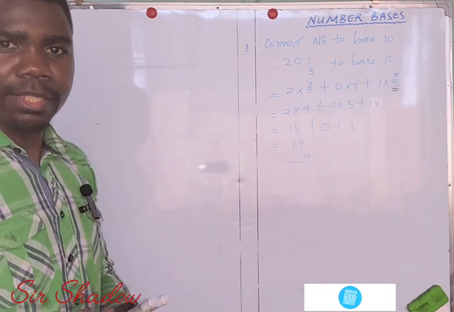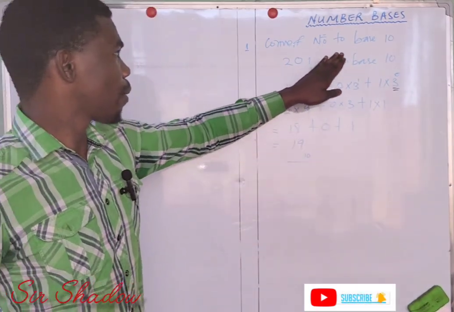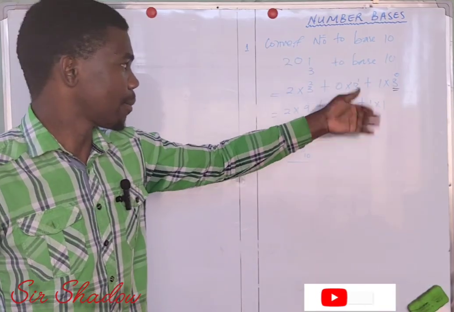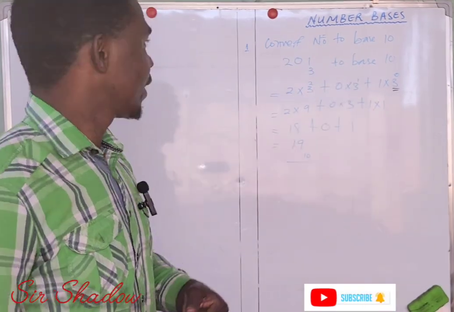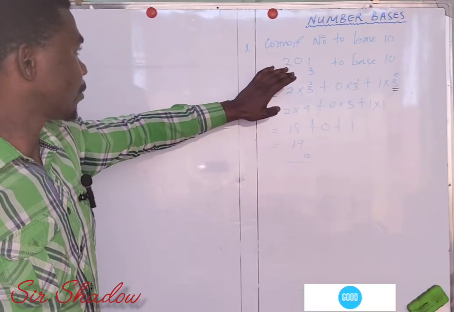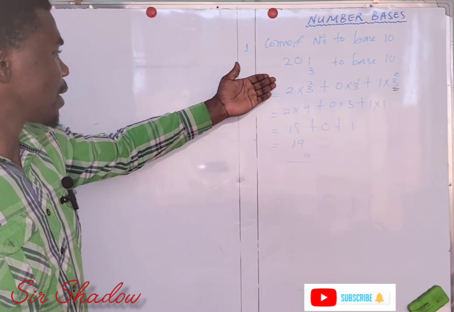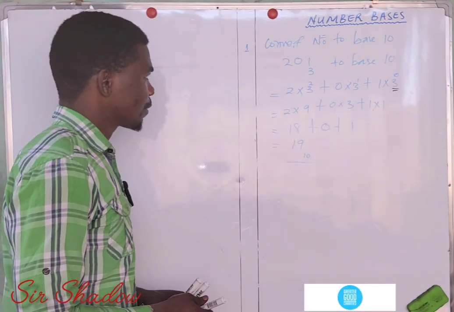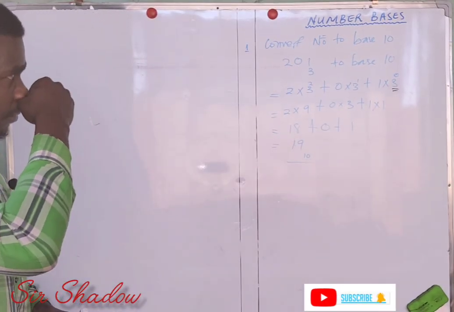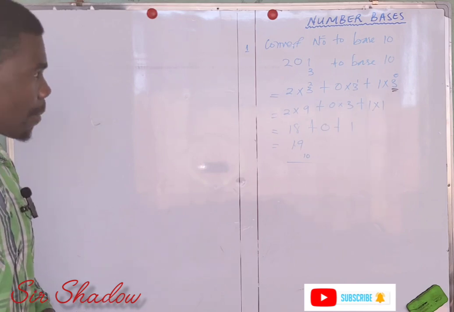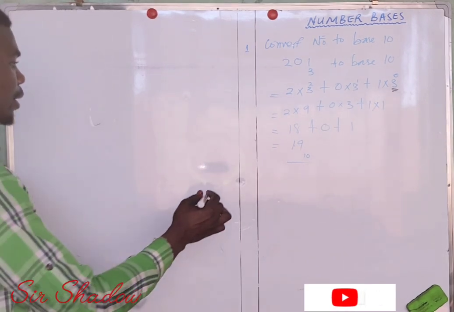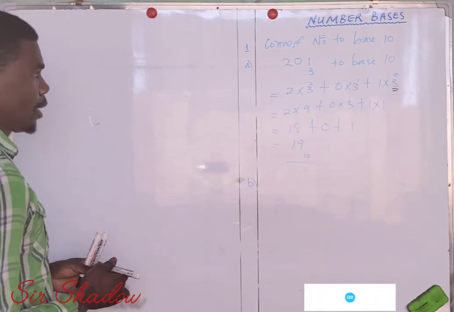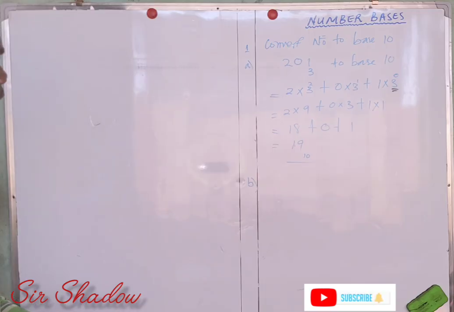So basically, this is how to convert numbers from any base to base 10. Just focus on using this simple method. This is how to convert numbers from base n to base 10. All right, let's consider another example under the same concept.